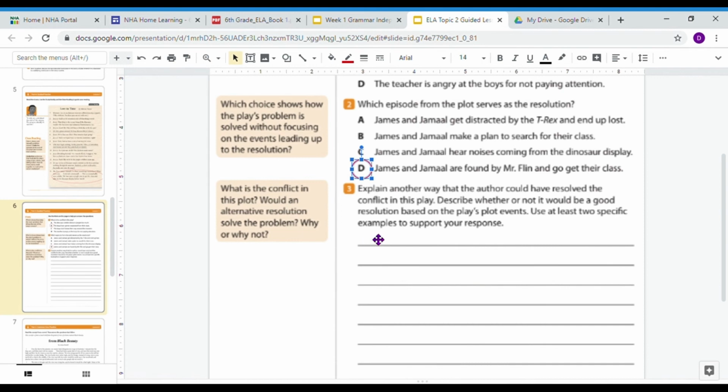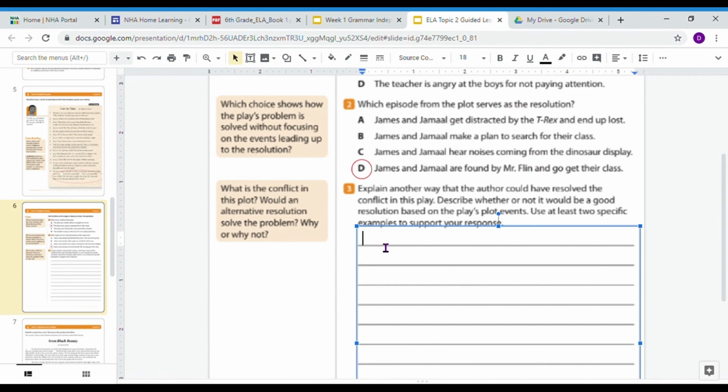So I could write that. This obviously is up for your discretion, so whatever you guys kind of come up with. And if I want to see a hint, it says, what is the conflict in the plot? Would an alternate resolution solve the problem? Why or why not? So I know that my conflict was that they were lost from their class. And in this case, in the actual story, they were found by their teacher. So it says, would an alternate resolution solve the problem? Well, yeah, I think that they could have found their class without their teacher running and finding them, and that would have solved their problem as well.